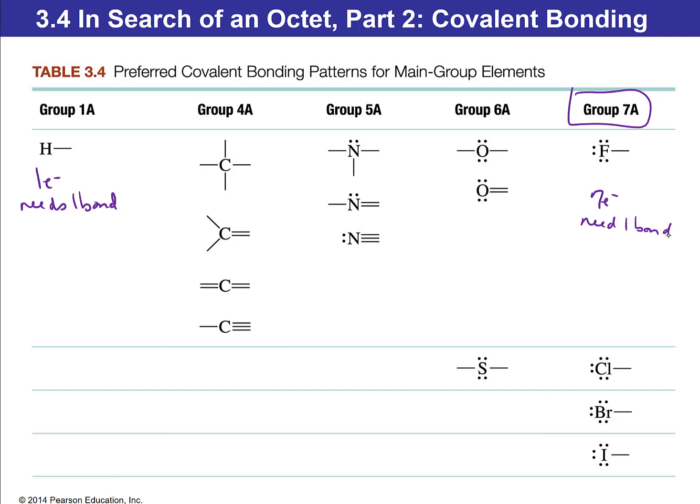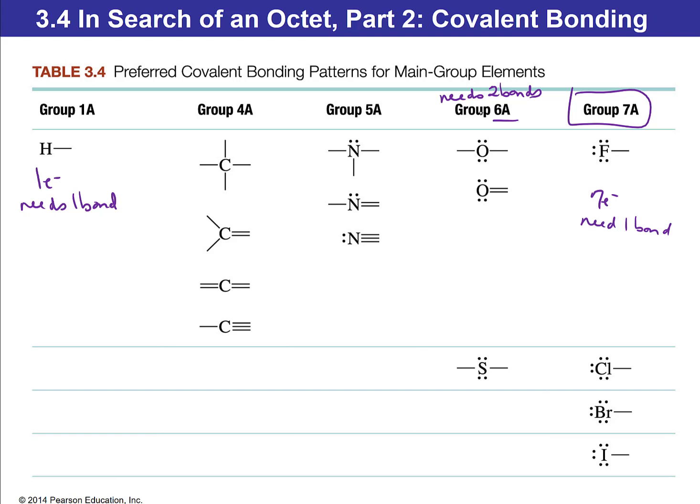Oxygen needs 2 bonds because it's in group 6. 2 bonds in order to make 8. So oxygen can make 2 single bonds like we said with water, but oxygen can actually form a double bond like we did with the oxygen gas. So it's either going to be 2 separate or it could be a double bond with just 1 other atom.